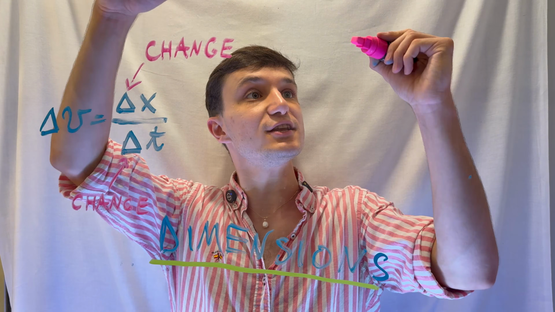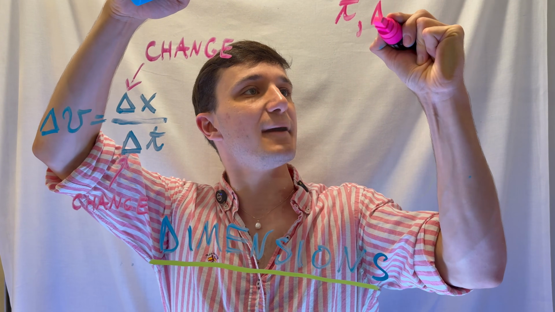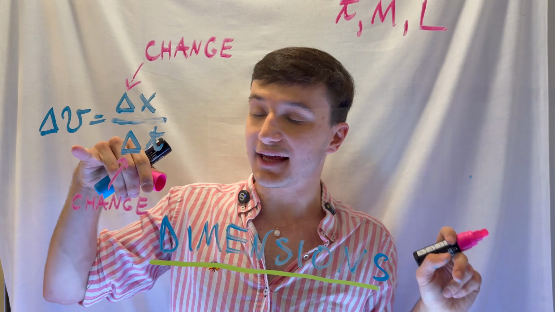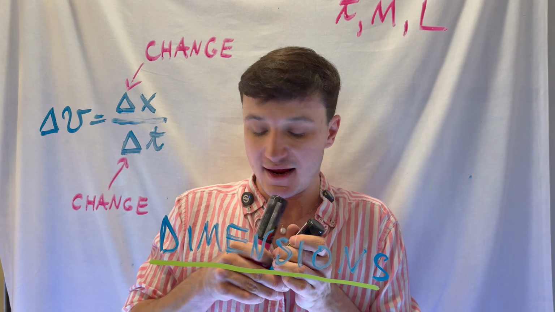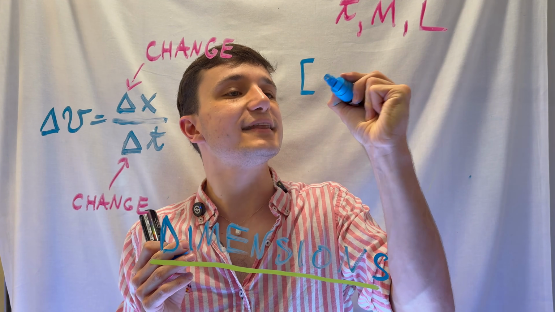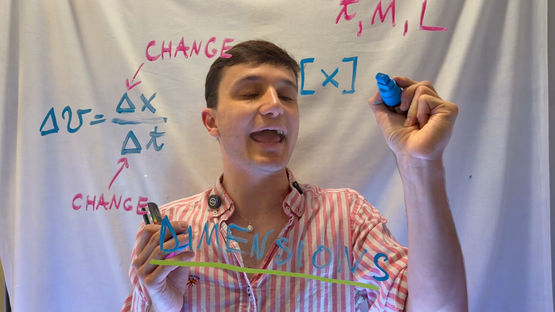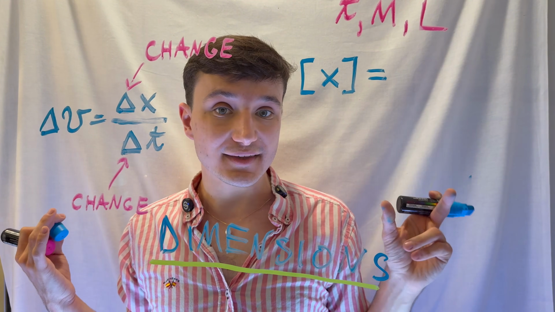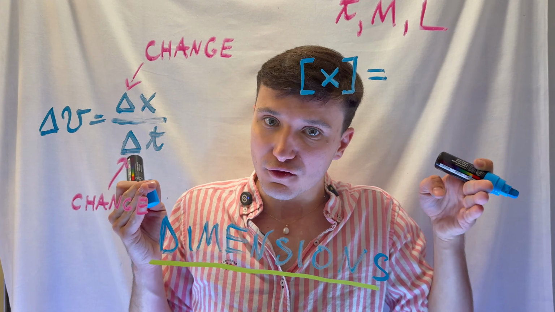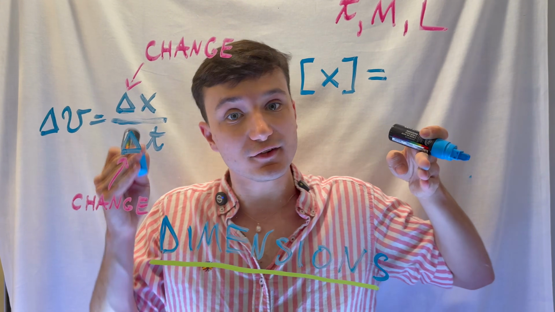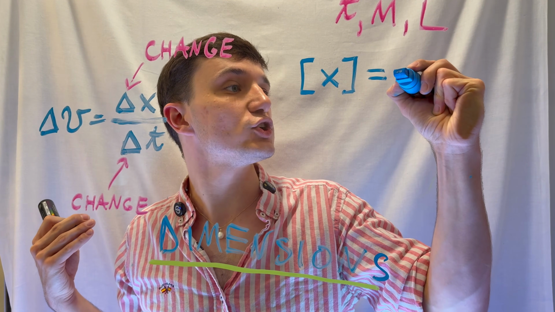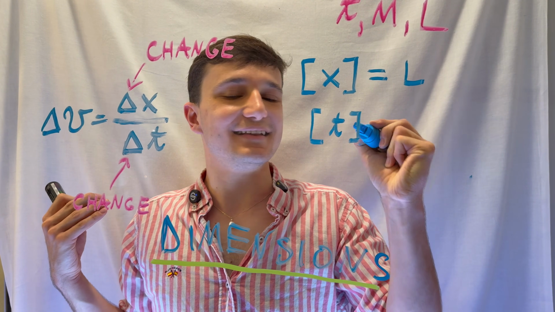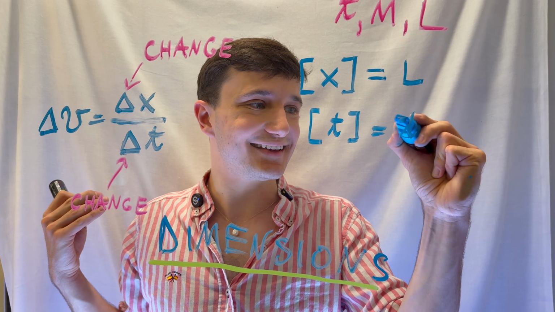Our 3 fundamental dimensions are time, mass, and length. So, how can we channel those 3 dimensions into the dimensions of speed? Let's think about it. I'm going to write in brackets x to indicate that I am dealing with the dimensions of position. What is the dimension of position? Well, position is a length. Position is the distance from a point to the origin. So the dimension of position will be, of course, length. I think you can think about it too. What will be the dimension of time? Well, of course, it is time.